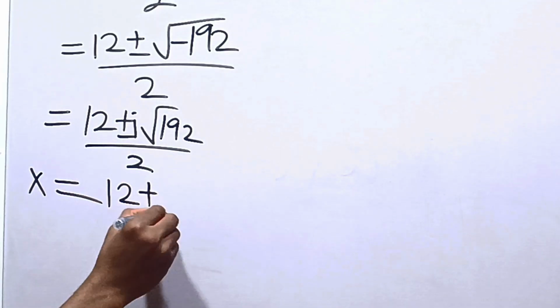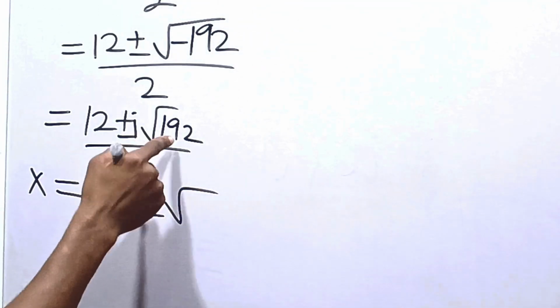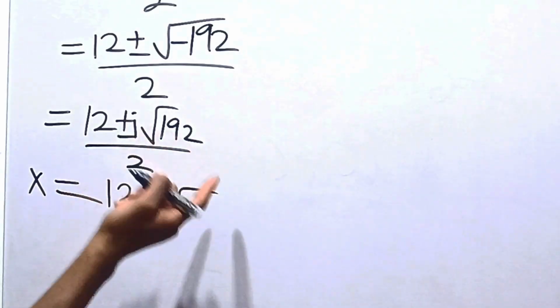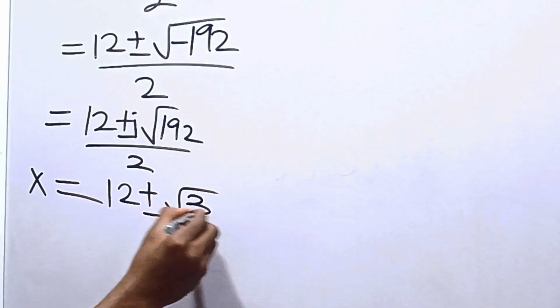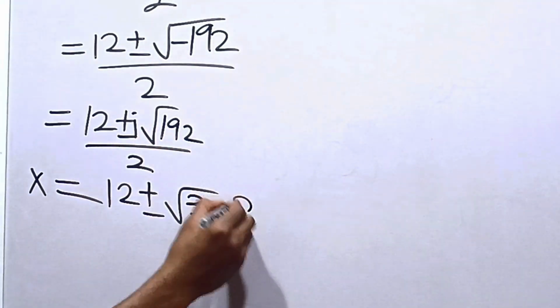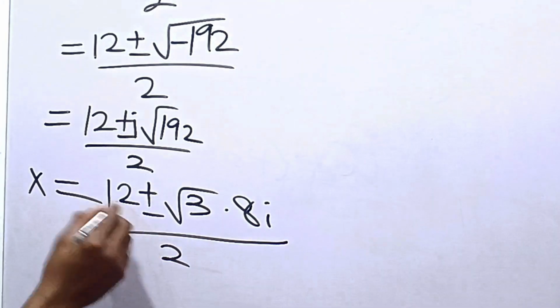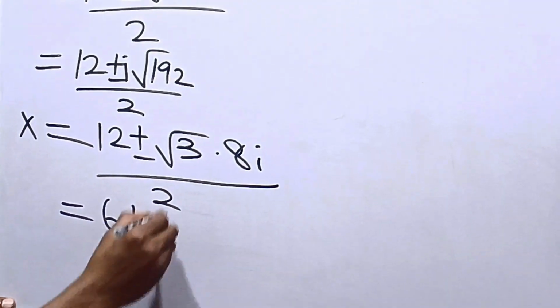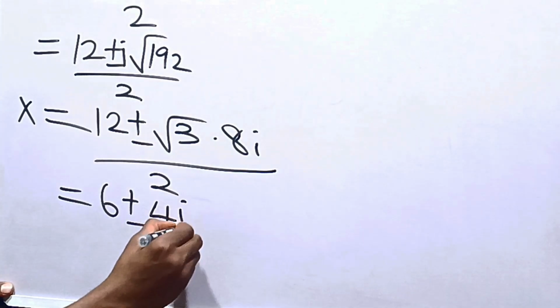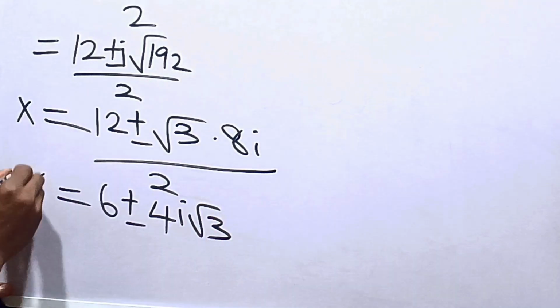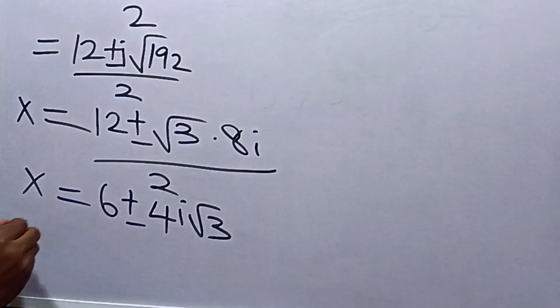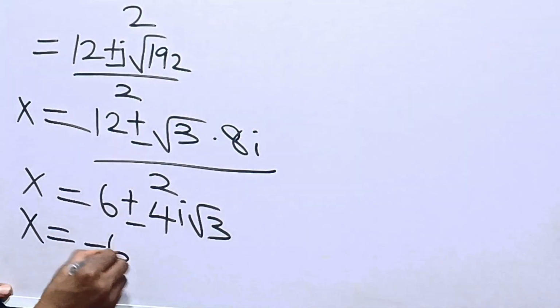This is equal to 12 plus or minus root of 192, which is something as 64, root of 64 times root of 3. Root of 64 is 8, multiplied by i, divided by 2. This is equal to 12 divided by 2 is 6, plus or minus 4i root 3 as our x. Okay, and remember that we also had that x is equal to −6.